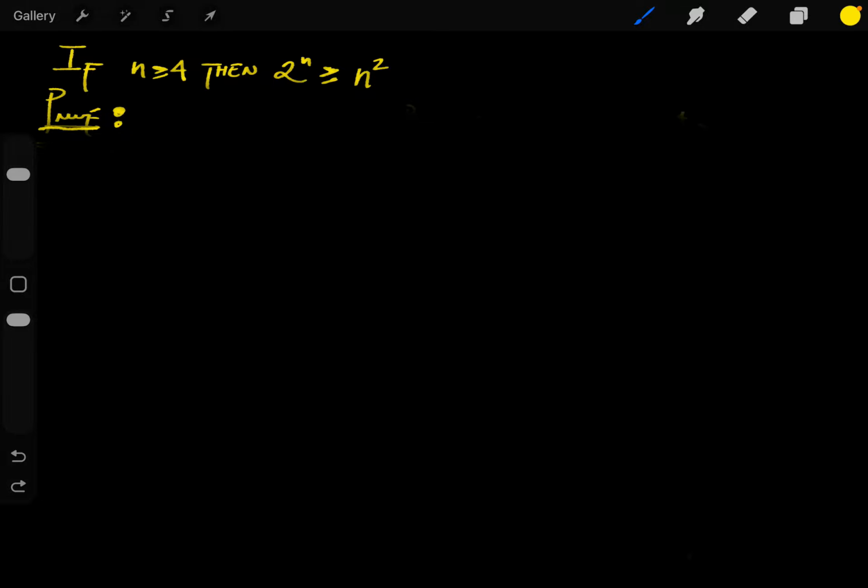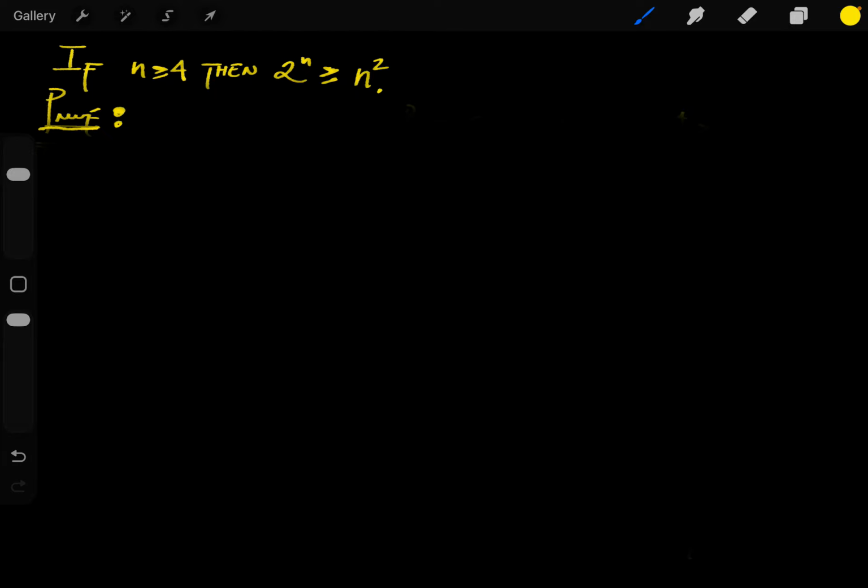Okay, so we're going to do our first example of a proof by induction. So here we have this statement. We're saying that if n is some integer, some natural number, and n is greater than or equal to 4, then 2 to the n is greater than or equal to n squared.